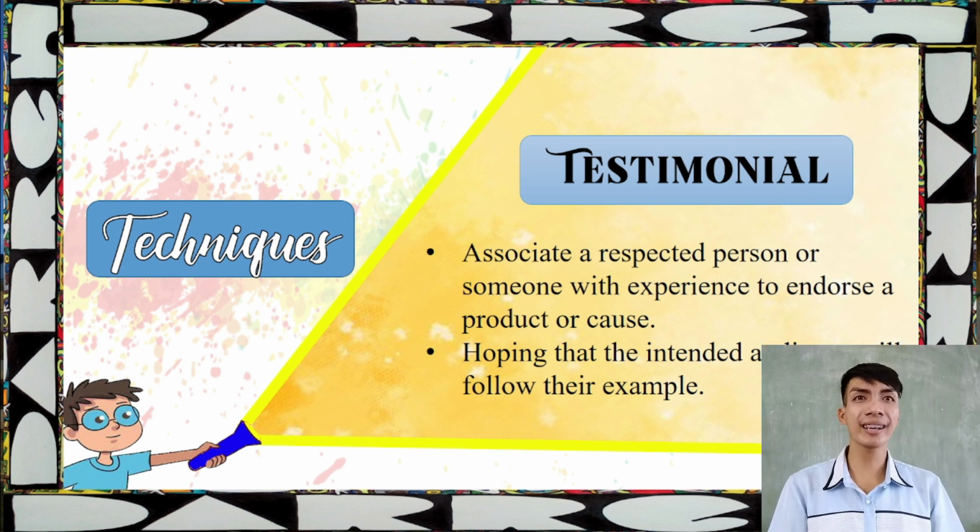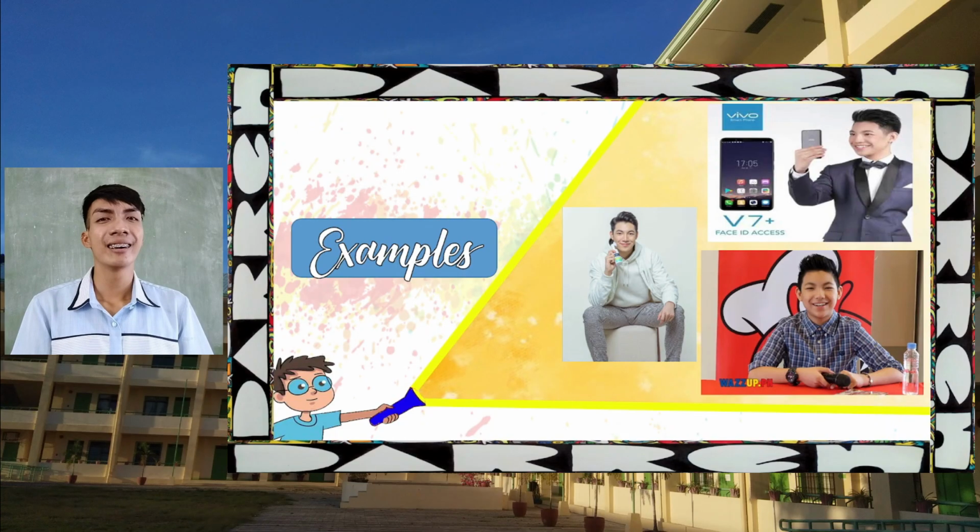This is a common propaganda technique as advertisers use or hire popular celebrities to promote their products or services to the public. This creates the notion that if this popular celebrity uses this product, they should be very effective or good. For example, Mr. Darren Espanto endorses Vivo, Jollibee, and Beauty Derm. So these companies hired Mr. Darren Espanto because he is very popular right now and he has a huge fan base.